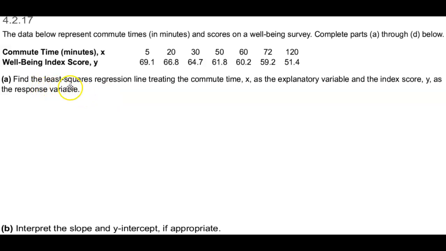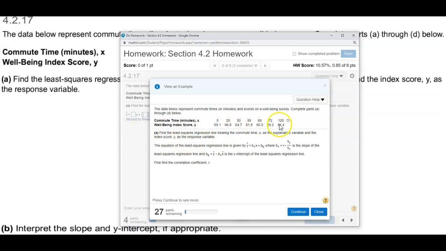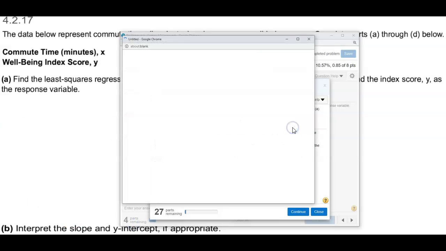We want to find the least squares regression line, treating the commute time, X, as the explanatory variable and the index score, Y, as the response variable. In previous exercises, we did everything by hand. Now, when we have a lot more data values, we want to start using technology to help us. So let's go ahead and open this up in StatCrunch. Here are our data values.